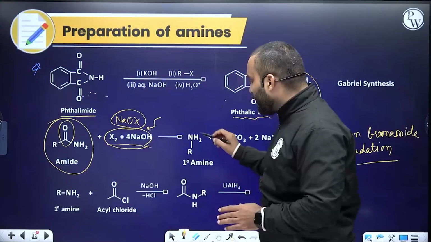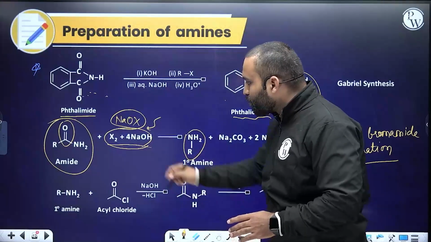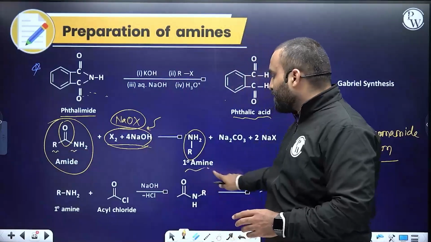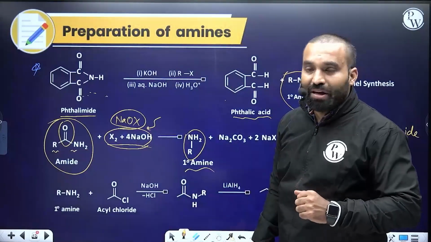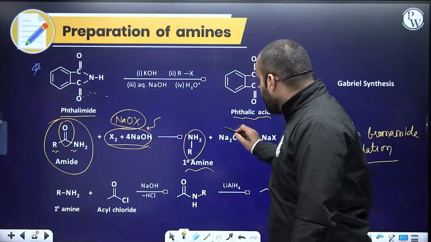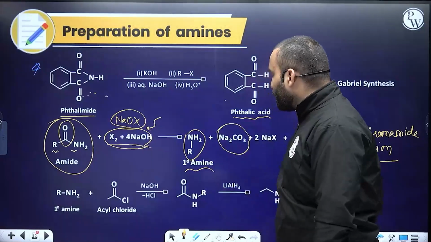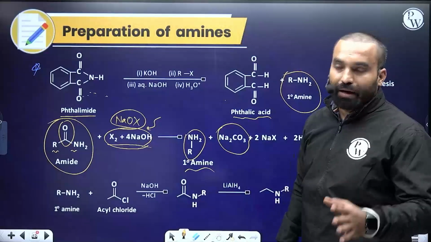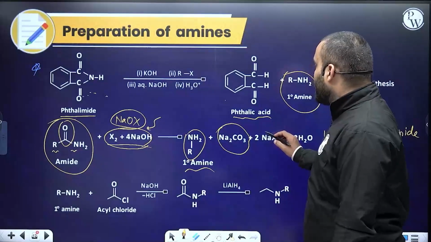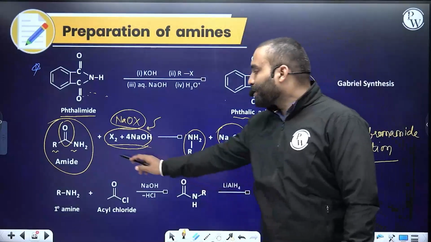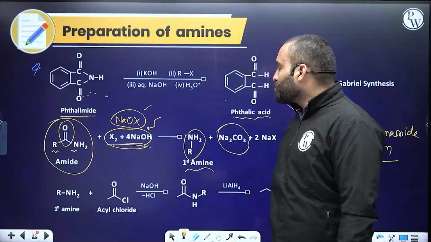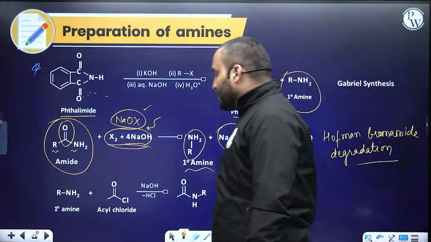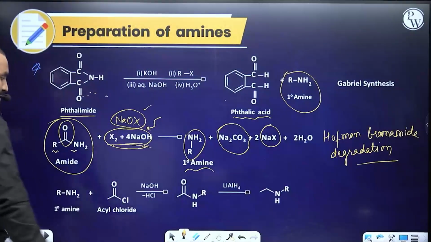And what have you obtained? This is without C double bond O. See this? What's the difference? R is as it is, NH2 is as it is. So this is a primary amine. Again, an excellent method of preparing primary amines. The question also comes, what is the side product obtained? What happens to C double bond O? Basically, C double bond O becomes sodium carbonate. And this is what I said, when you react X2 with NaOH, NaOX forms, also NaX forms. Clear, everyone?